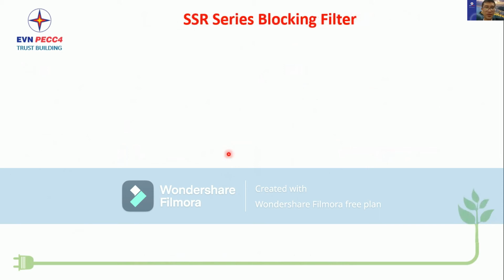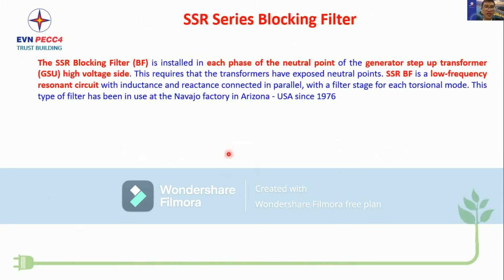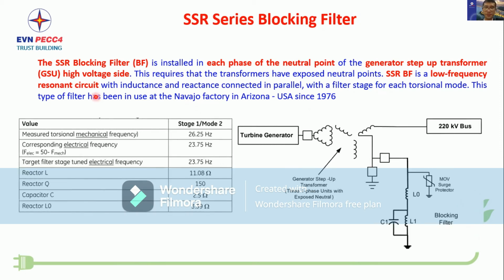And the last solution I would like to mention is using the SSR series blocking filter. The blocking filter is installed in each phase of the neutral point of the generator step-up transformer on the high voltage side. This requires the transformer to have an exposed neutral point. An SSR blocking filter is a low frequency resonant circuit with an inductance and a capacitance connected in parallel, with a filter stage for each torsional mode.